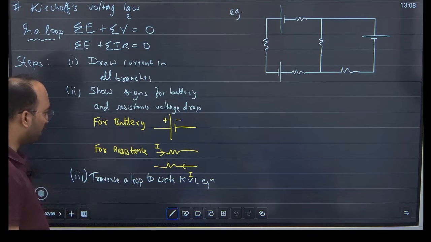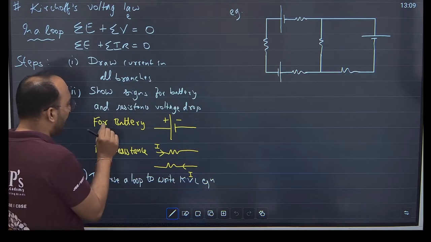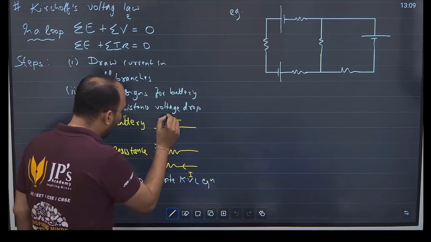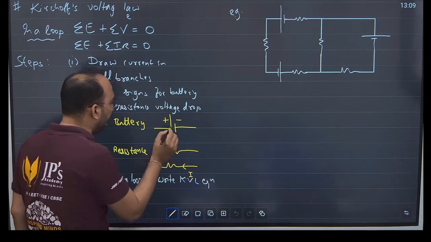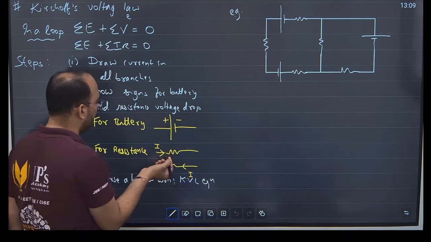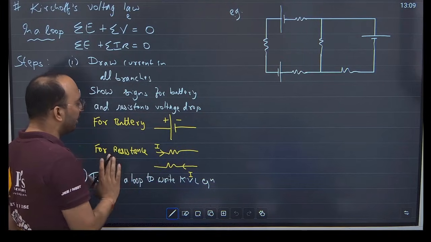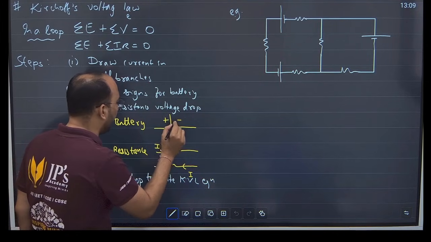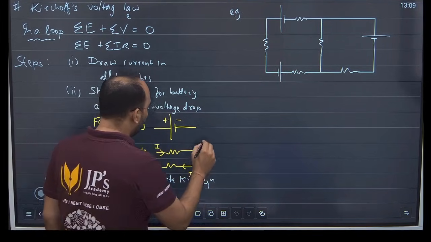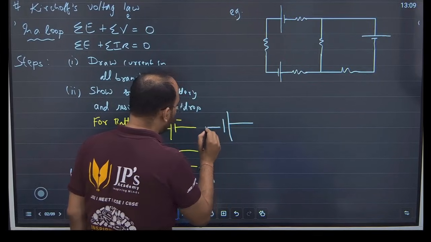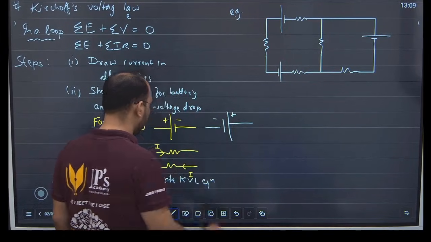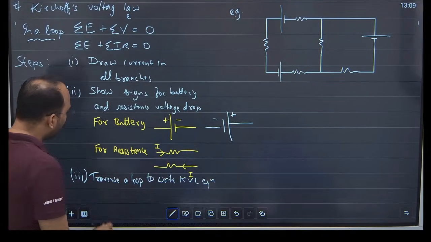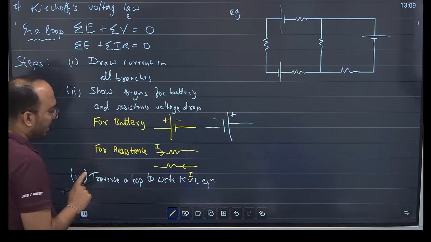This is extremely important. For a battery, the longer length is basically the higher potential. The smaller length is basically the lower potential. So for a battery, the symbol itself will tell you what is positive and what is negative. Here I have marked a positive terminal, and here a negative terminal. If the battery was like this, let's say, I'll mark here as negative and here it's positive.